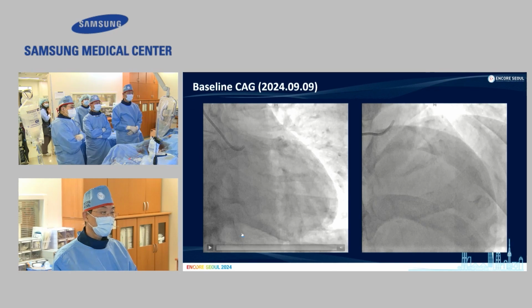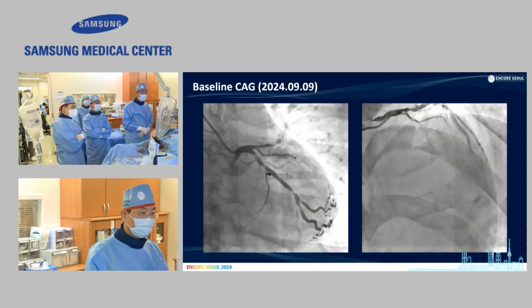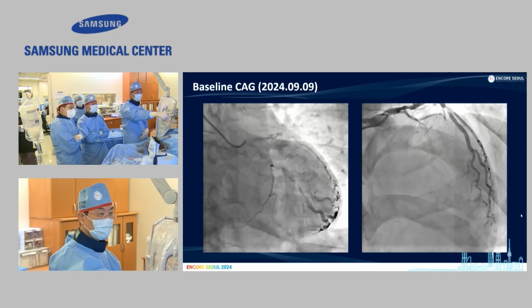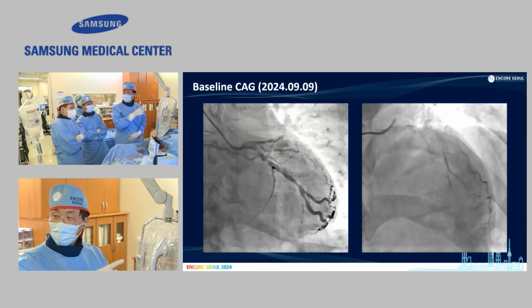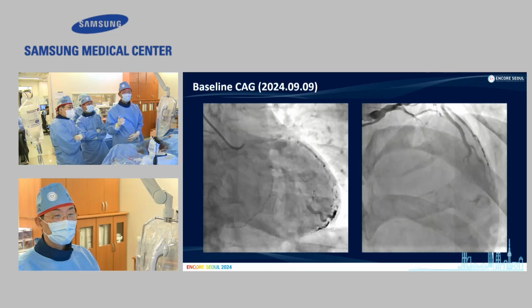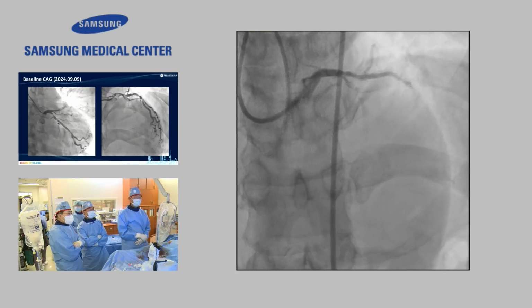Okay. The collaterals from the circumflex. So let me show you the angio. Today's angio. Angiography on the screen.